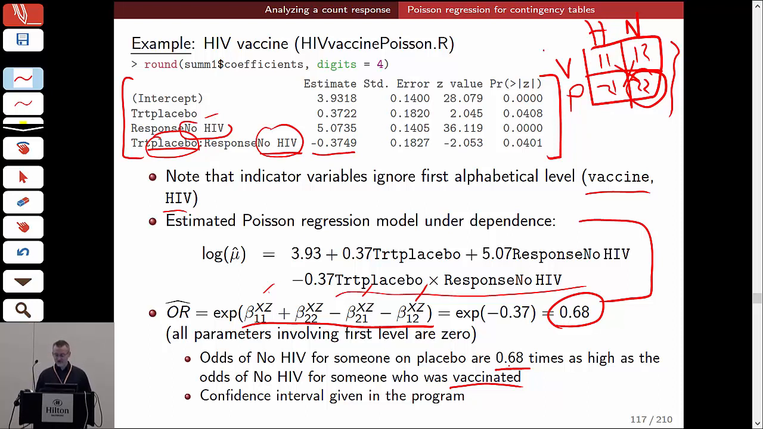You can also get confidence intervals. Chris has already shown how to get confidence intervals for parameters from a GLM object, so I haven't done that here, but they are shown in the program.